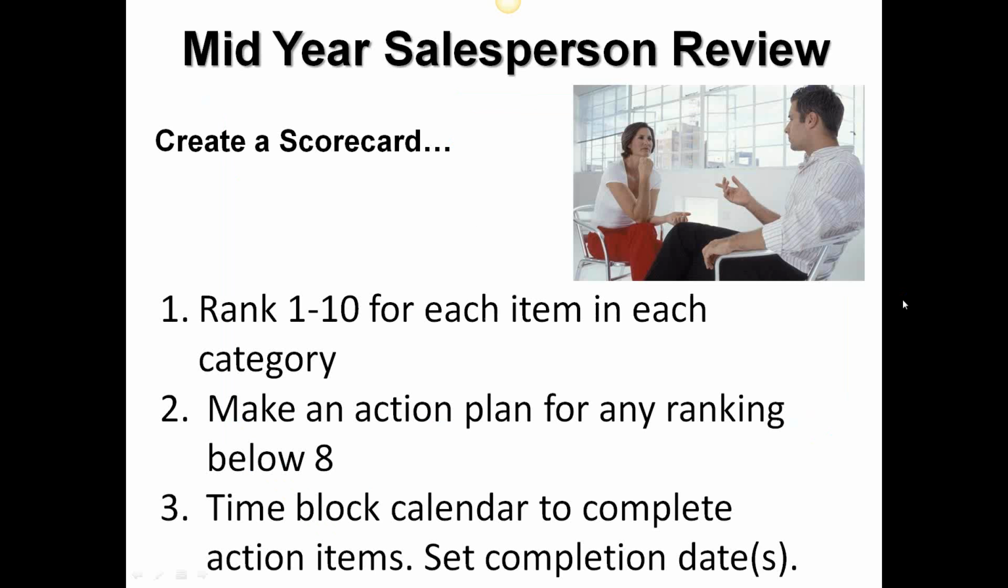Now, what we're going to do is create a scorecard. So we take all those items, and I'll put these items into the Game Day Coaching Premium Clients resource area, so you can download this PowerPoint. But we'll take and rank 1 to 10. Anything below an 8, again, we're going to go ahead and set an action plan, and then we're going to get into time blocking for your calendar.